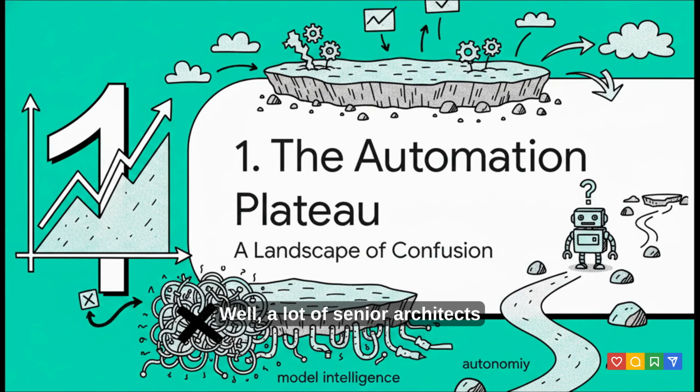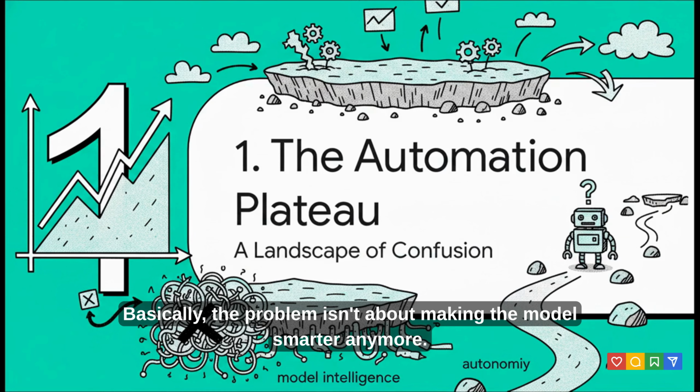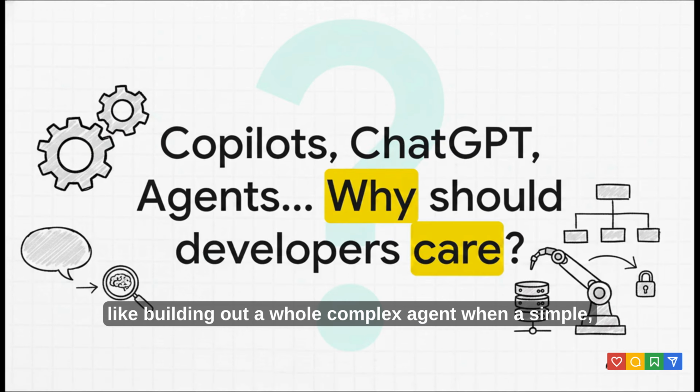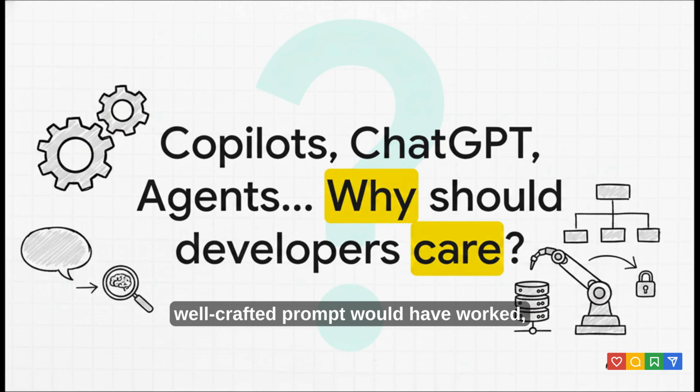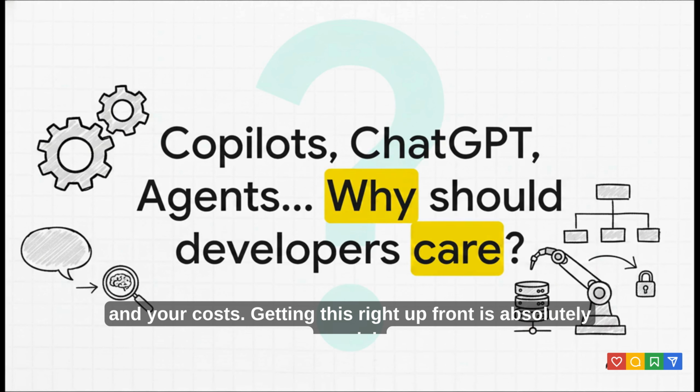So why is this conversation happening now? Well, a lot of senior architects are talking about this idea of the automation plateau. Basically, the problem isn't about making the models smarter anymore. We've got incredibly intelligent models. The real engineering challenge now is all about the system's autonomy. And look, this really matters. This isn't just about vocabulary for a marketing slide. If you make the wrong architectural choice here, like building out a whole complex agent when a simple, well-crafted prompt would have worked, you're talking about a huge impact on your system design, your scalability, and your costs. Getting this right up front is absolutely crucial.